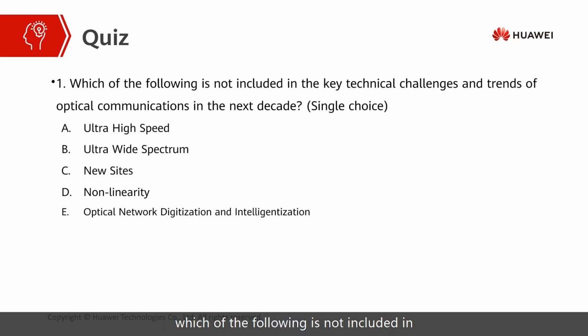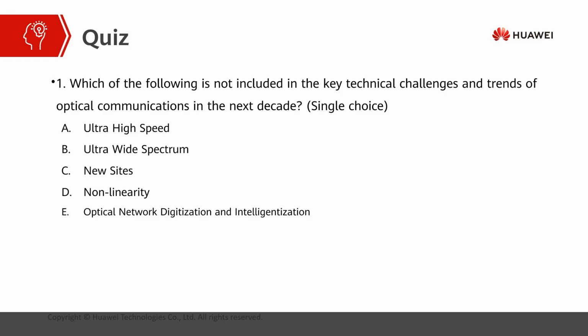That's what we have covered in this section. Next, let's have a small quiz. We will have 2 questions to consolidate the contents of this section. First, it is a single choice question. Which of the following is not included in the key technical challenges and chains of optical communication in the next decade? This is a single choice question.